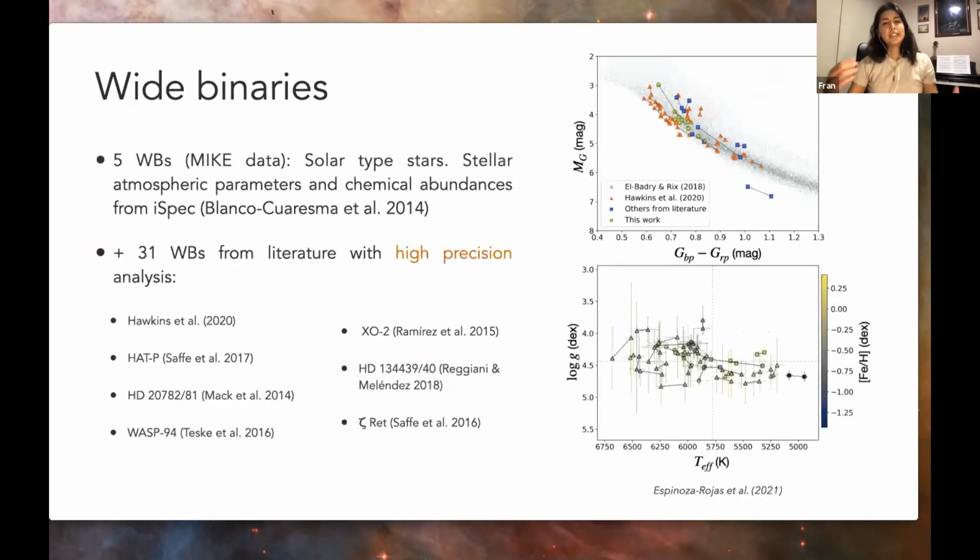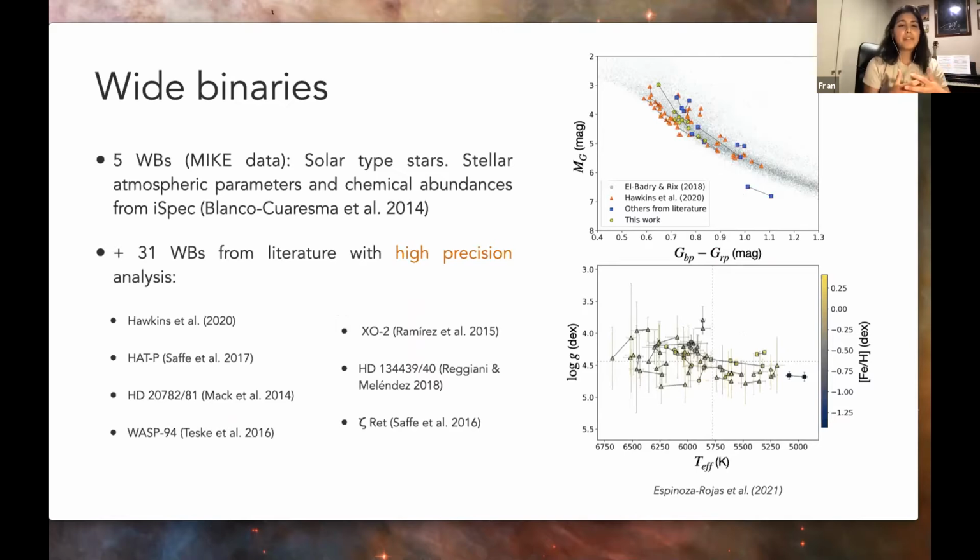For this work, first we used a sample of 5 wide binaries with MIKE spectra that I analyzed with iSpec, which is a spectroscopic framework developed by Sergi Blanco Quaresma. With this, I determined their stellar parameters and their chemical abundances.